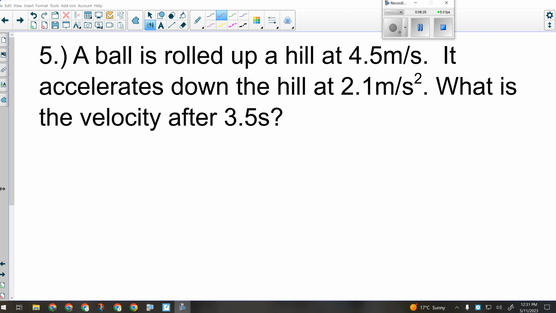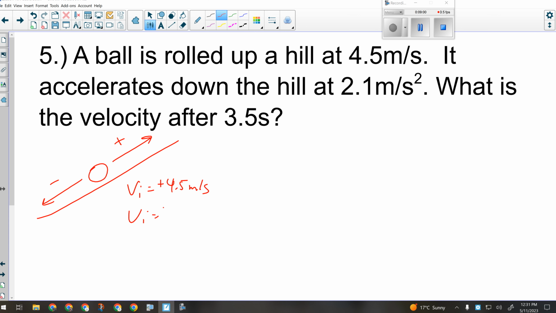Okay, so let's have a look at this one. Context of the question is important here. The ball is rolled up a hill at 4.5 meters per second, but it's accelerating down the hill. So you have one of two things you can do in terms of vectors. What a lot of kids do is they draw the ball and say this direction is going to be positive and this direction is going to be negative. Or they write in their givens that the ball is rolled up the hill, so VI is positive 4.5 meters per second, or VI equals 4.5 meters per second uphill. But the vectors need to be there.